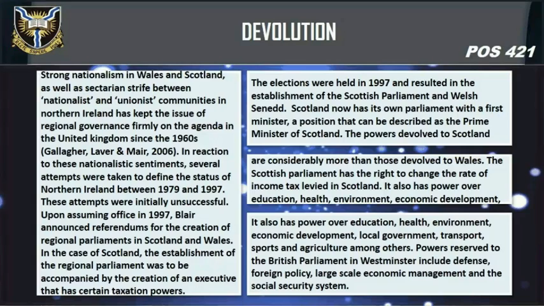Upon assuming office in 1997, Blair announced referendums for the creation of regional parliaments in Scotland and Wales. In Scotland, the establishment of the regional parliament was to be accompanied by the creation of an executive that has certain taxation powers. The elections were held in 1997 and resulted in the establishment of the Scottish Parliament and Welsh Senedd. Scotland now has its own parliament with a First Minister, a position that can be described as the Prime Minister of Scotland.